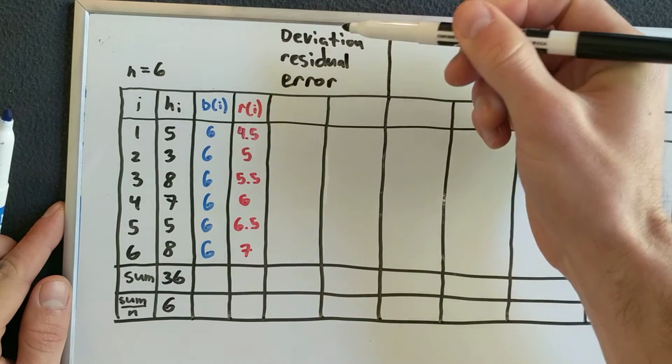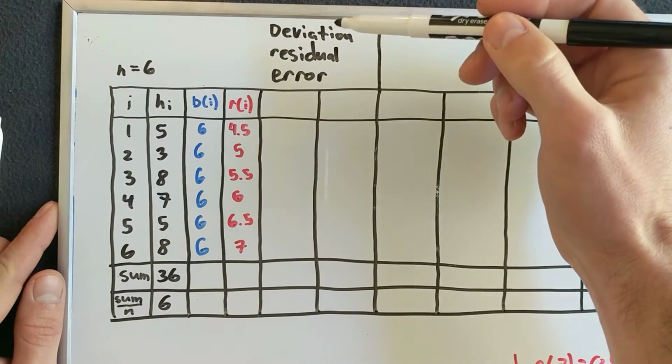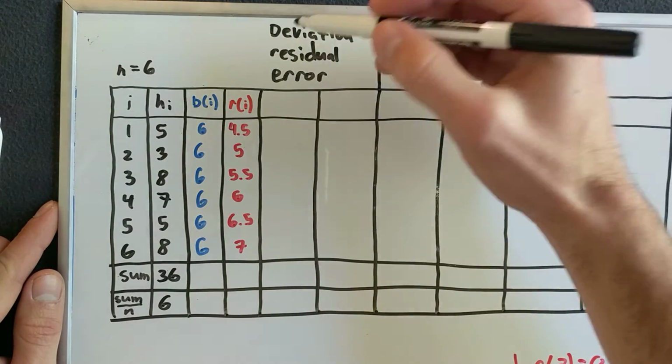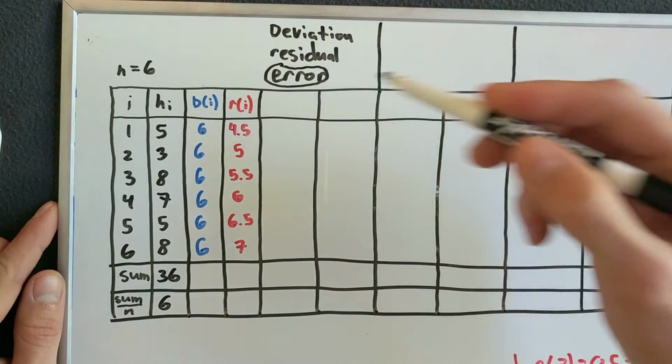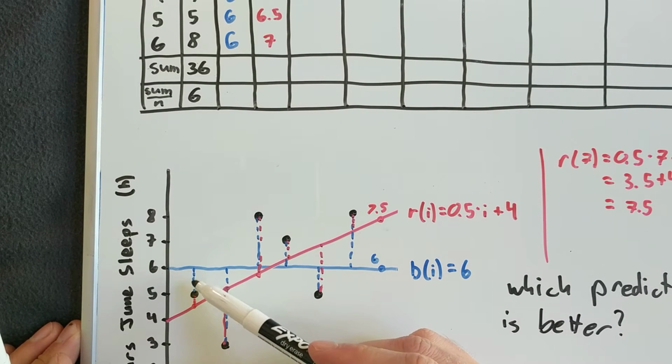So these all have precise definitions. I encourage you to Wikipedia them if you're curious. For our purposes, these all mean the same thing, and I'm actually just going to use the term error for the rest of this video. So let's calculate the error, which is the distance from the blue line to the dot, or the distance from the red line to the dot.